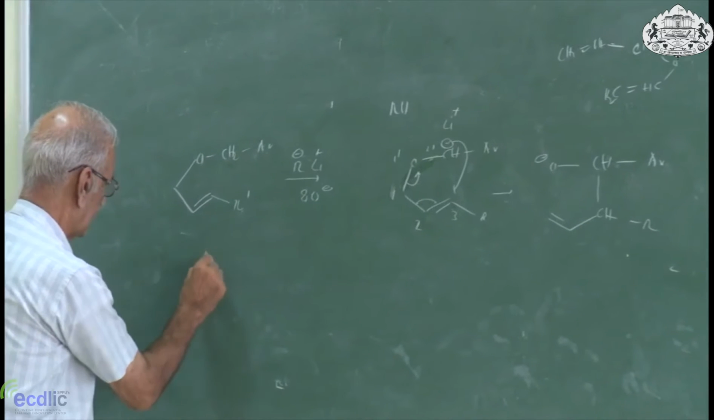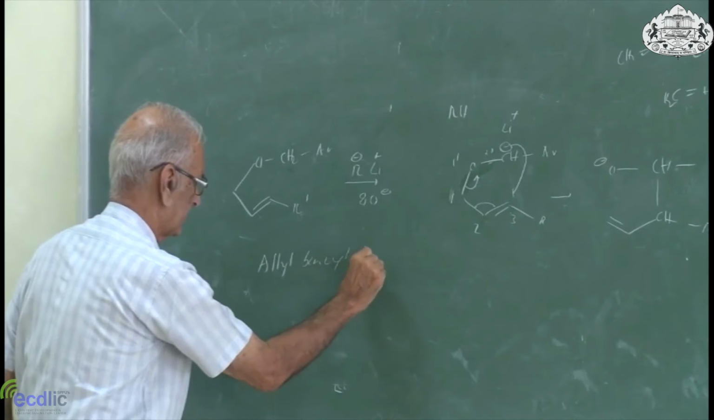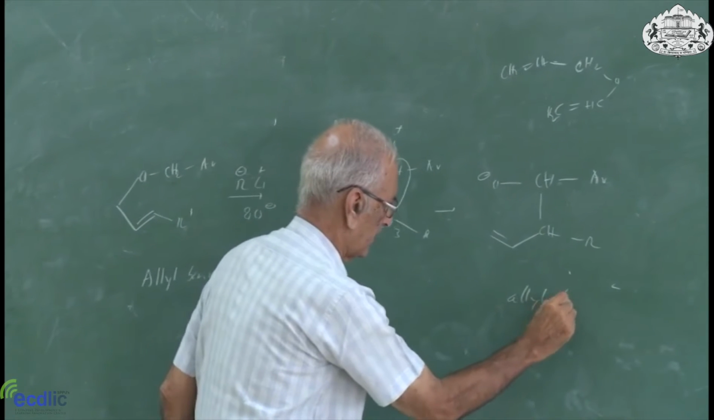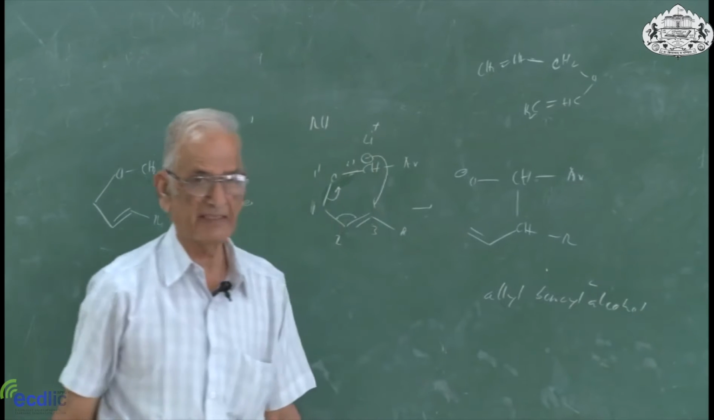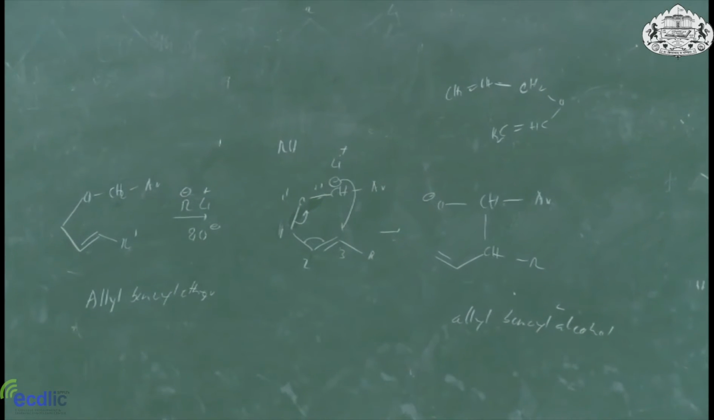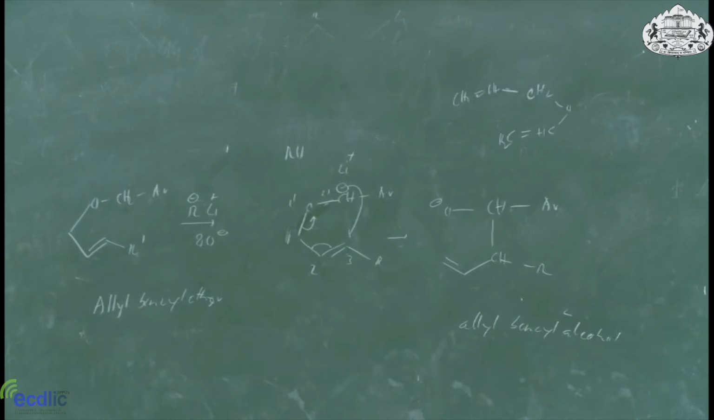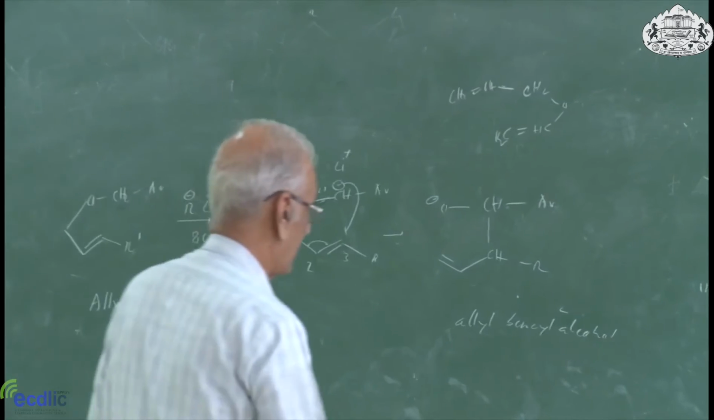So, you started with an allyl benzyl ether and you got an allyl benzyl alcohol. What is this reaction? This reaction is the Wittig rearrangement. So, there are lots of these rearrangements which are examples of the 2-3 sigmatropic carbon migration. Okay. We look at our last 2 examples.